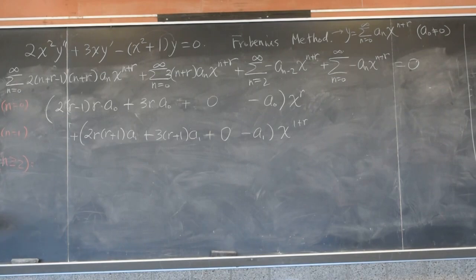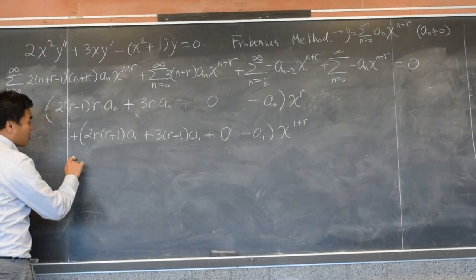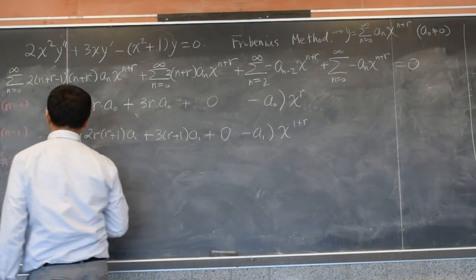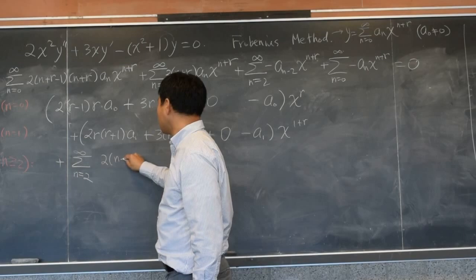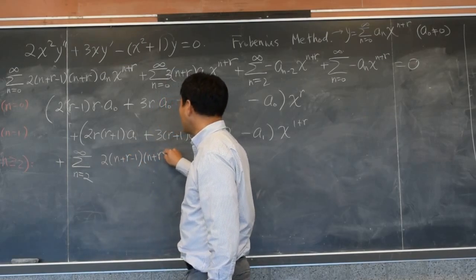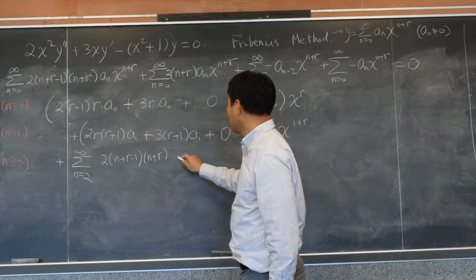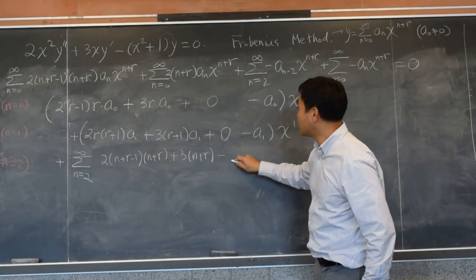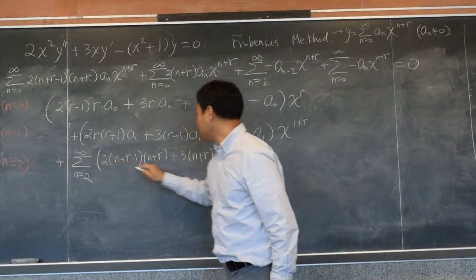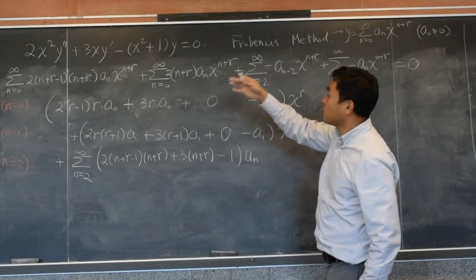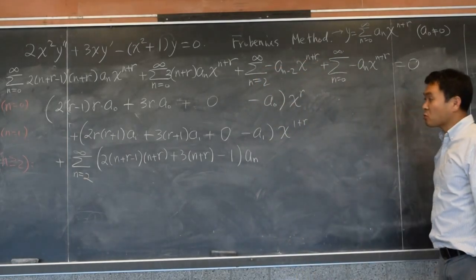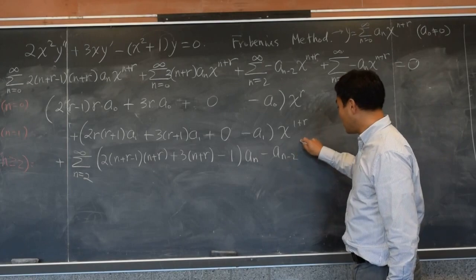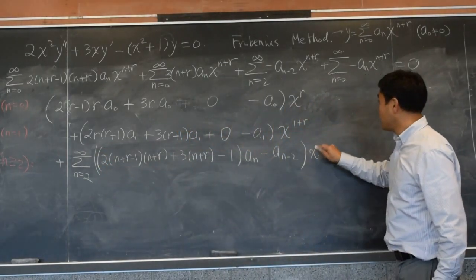Then everything produces terms, right? So we can write the remaining as a sigma, starting from n equals 2 to infinity, of 2(n + r - 1)(n + r), plus 3 times (n + r), and then let's put this one too, minus 1, times a_n. These are the ones, so first, second, and the last ones are terms that contain a_n. And this one is minus a_(n-2), and all of them have x^(n+r) multiplied.